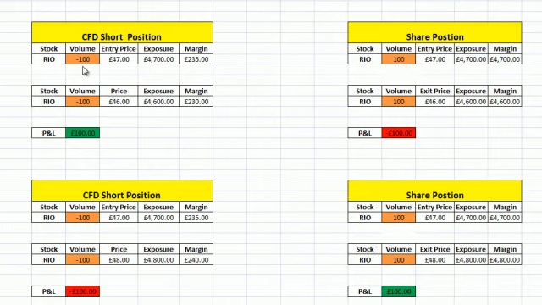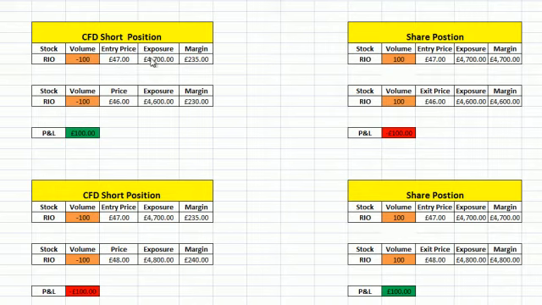My platform, and I think the majority of platforms out there, I haven't tested every one of them, will give you a negative figure if you are short something, because you are actually selling to initiate the position. So we're going to be short 100, which means we're going to have a negative volume of 100 Rio for our hedge as a CFD position. We've gone short at exactly the same price that Rio was at in the share position, £47.